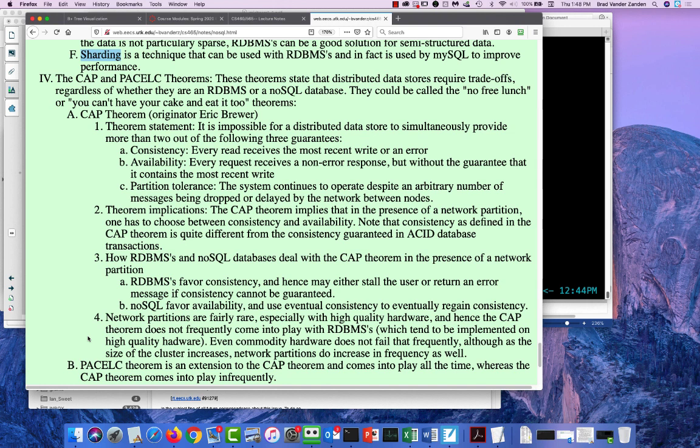Okay? Good with that? Okay, we're going to finish today with a couple theorems that have to do with transactions, and they're called the CAP and the PACELC theorems. Okay, so I'll go back instead of making you read all of this.